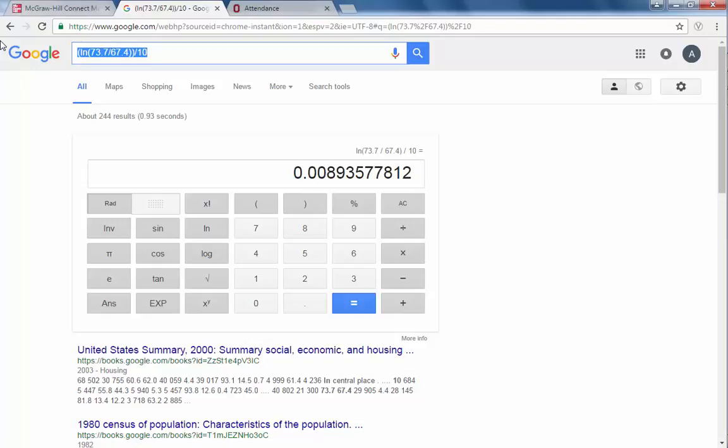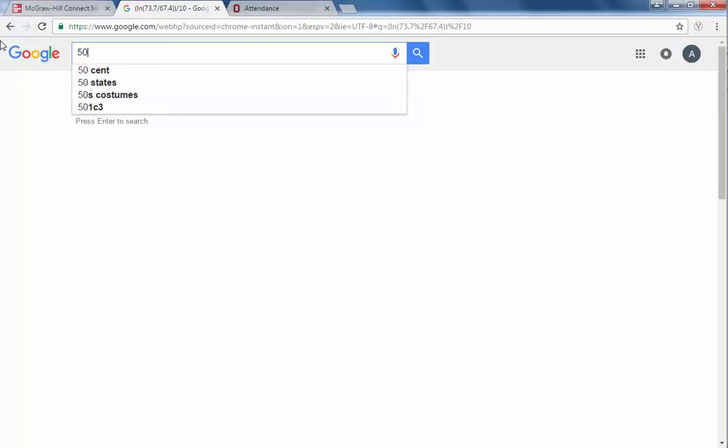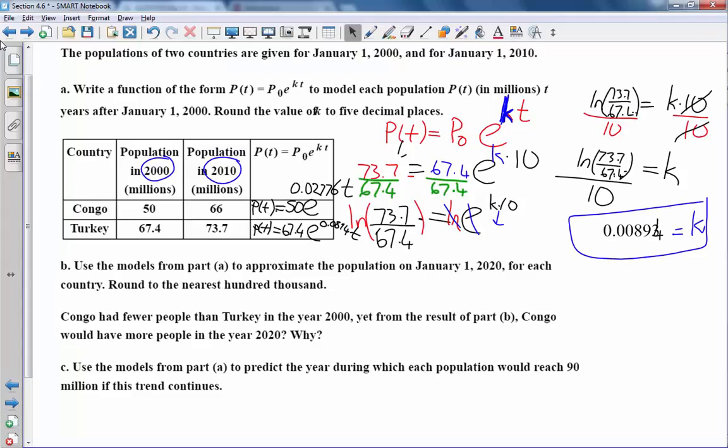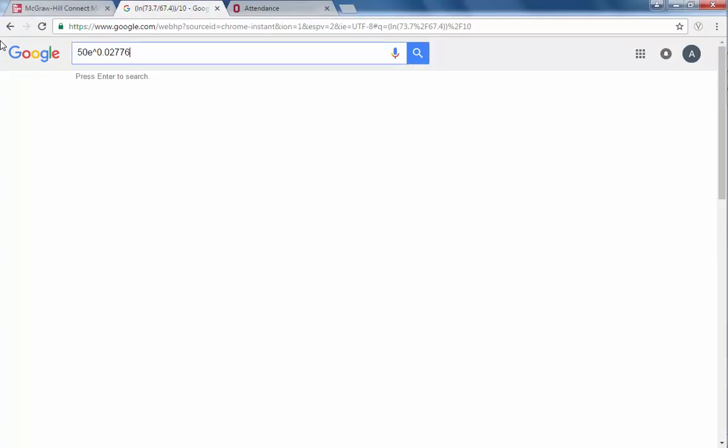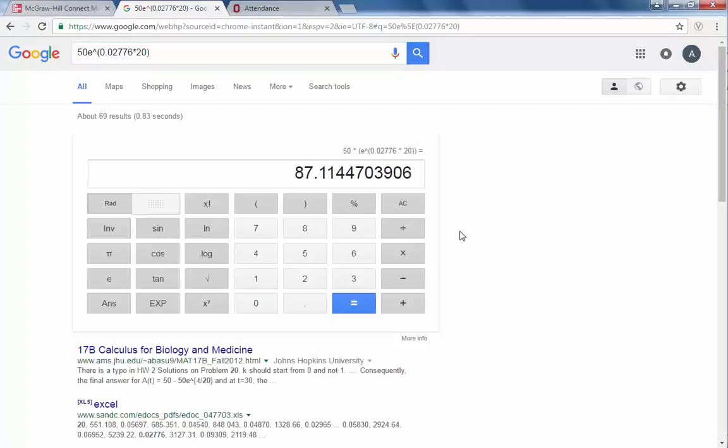So write P0, which is 50 million, Congo started with. Now its rate is 0.02776. And now we need to enter times 20. Please use this in parentheses, otherwise the system will think 20 is multiplying the whole thing. This is the new population of Congo in 2020.